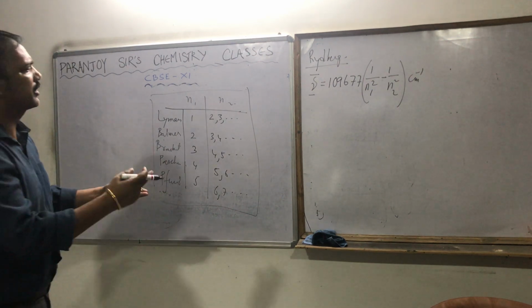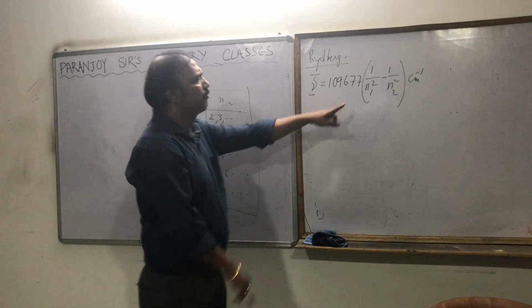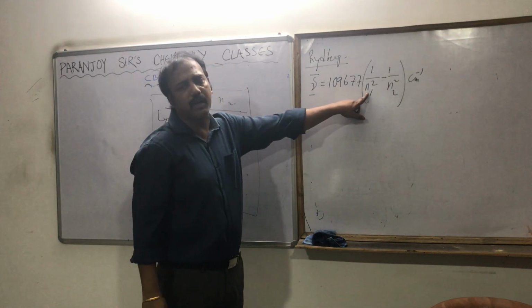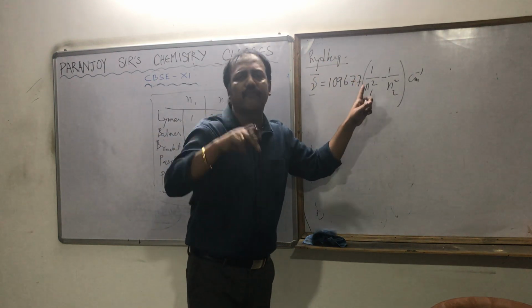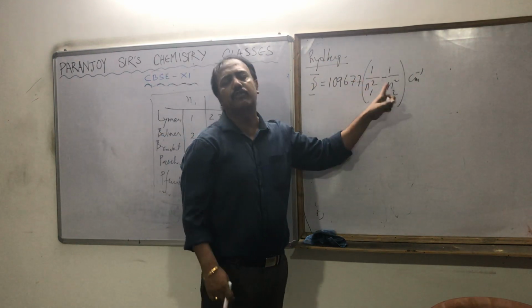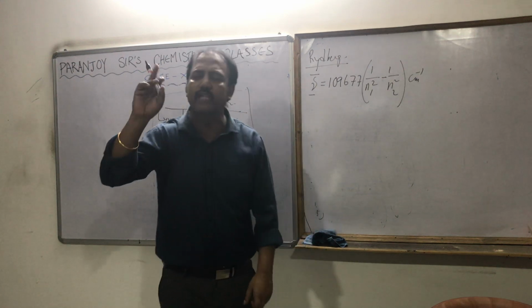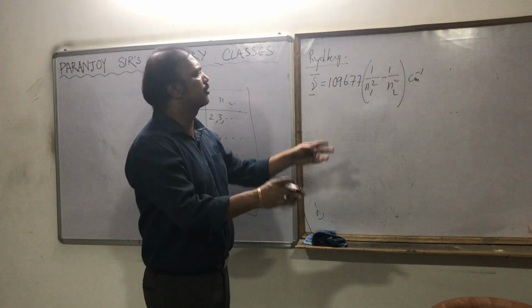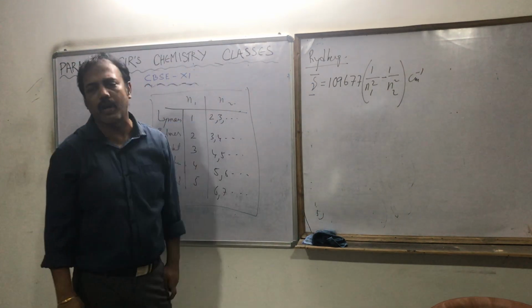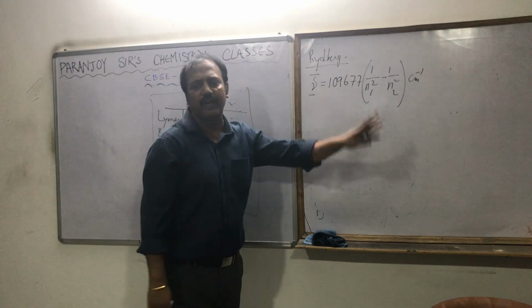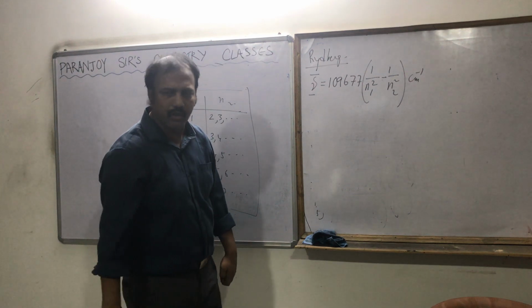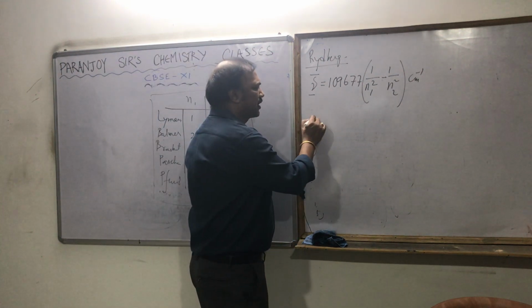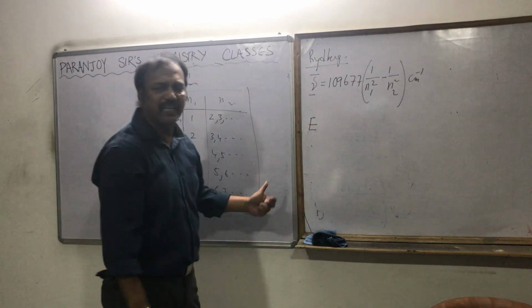Okay. Now the question, suppose if I ask you, what is N1? You understood what is N1? N1 is nothing but the level where the electron is falling. And N2 is the level from where the electron is falling. If you know these two levels, you can very easily find out nu bar. And if you know the nu bar, you can find out the energy. He gave the expression for energy also, the energy expression for each level.